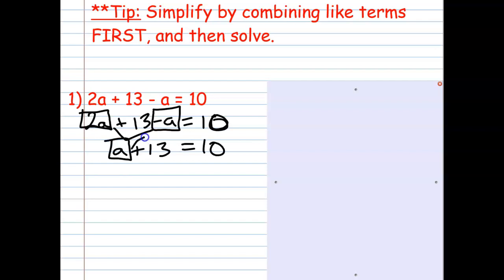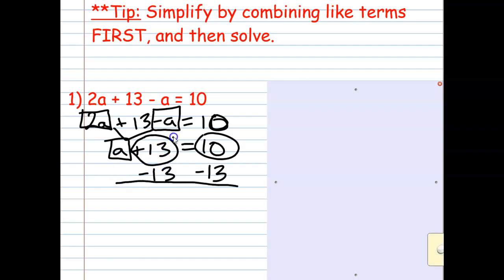Still a good idea to box and circle. Helps you see what you're working with. I see I want to get a by itself. What's with a? Positive 13. How do I get rid of positive 13? By minusing 13. Whatever I do on one side, I do on the other.